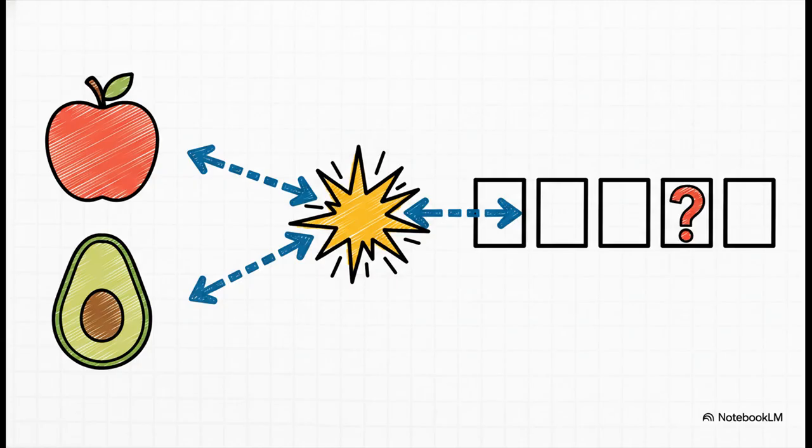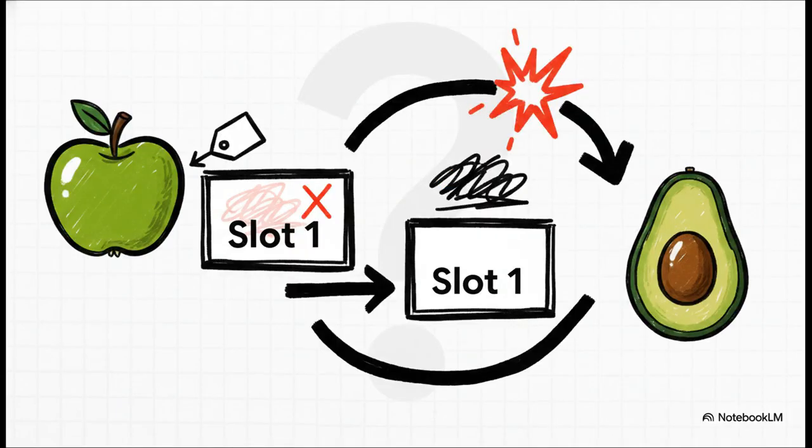So imagine our hash function takes apple and says go to box number 1. Great, but then we give it avocado and it also tells us to go to box number 1. Both items now want to be stored in the exact same spot. And that's a huge problem. I mean, if we just store the avocado's price in slot 1, we've just completely erased the price for the apple. Our whole system is broken. So, what do we do?